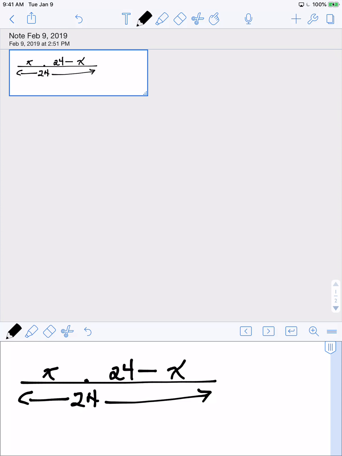Okay, hello class. This is a problem that was assigned for homework. It's an optimization problem, and I'm just going to go over it again.